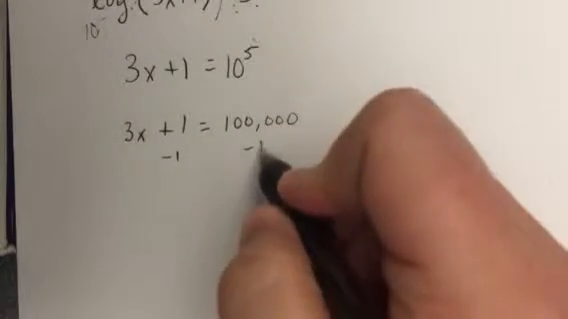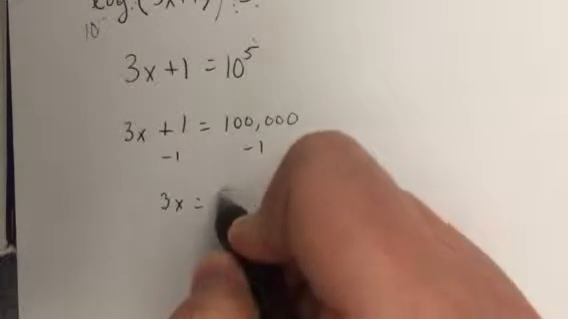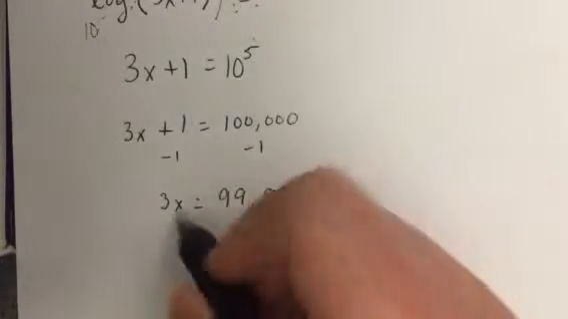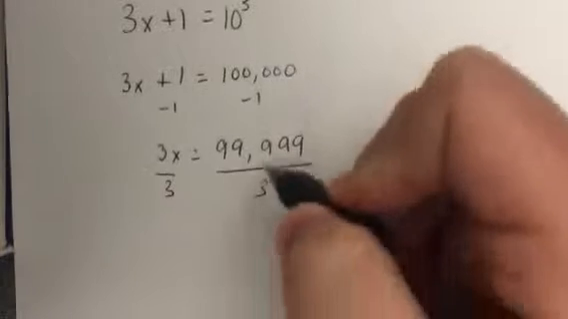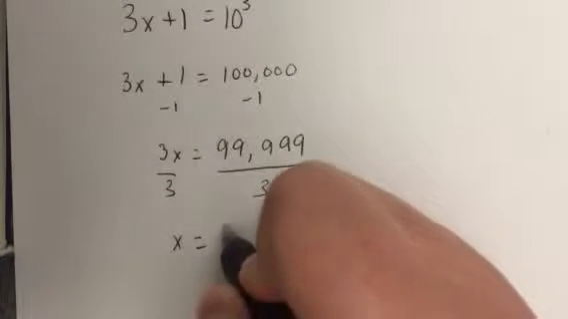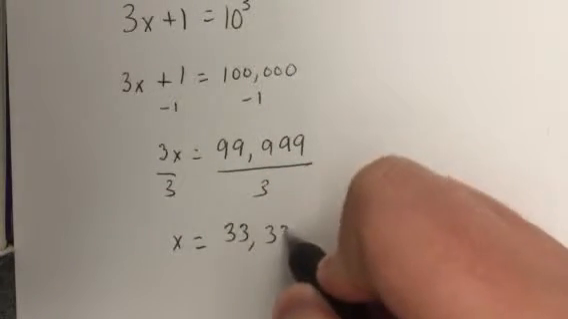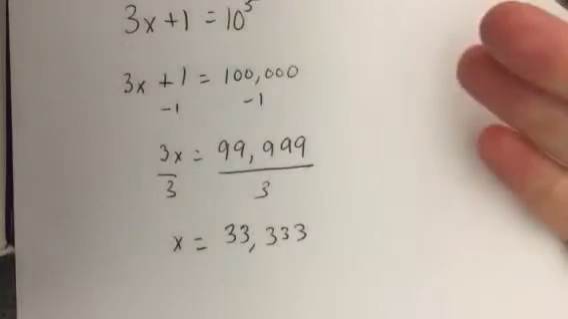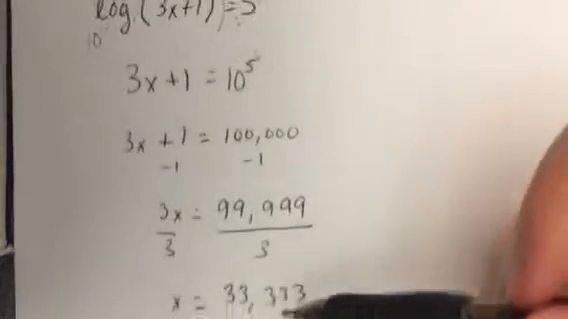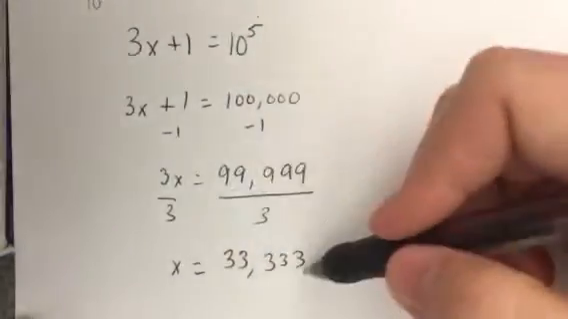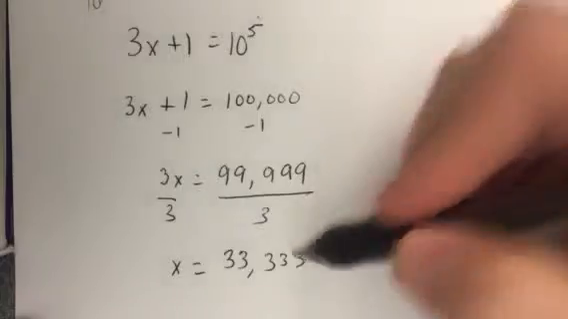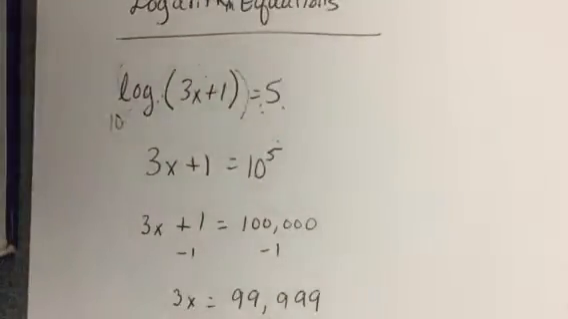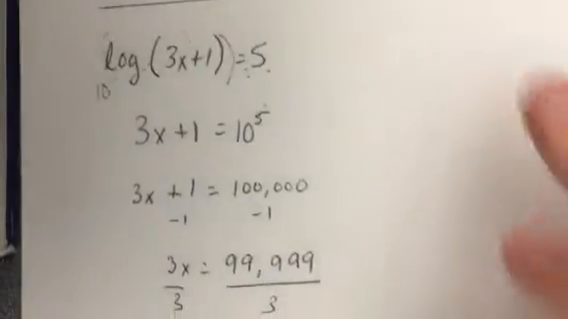Now we just solve the equation like you would any other equation. Subtract 1 from both sides. 3x equals 99,999, and then we divide by 3, and you're left with x equals 33,333. Now, of course, how do we check? You substitute this back in. You can use your calculator and take this 33,333, substitute it in for the x up here in your original equation, and see if it works out to give you 5, which it should.